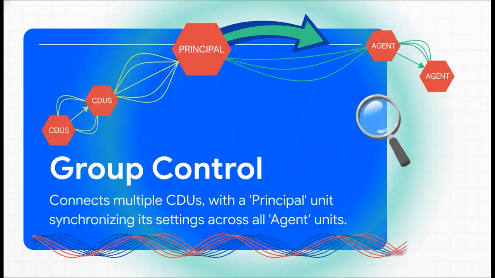Now, for these really big, large-scale deployments, you almost never have just one CDU. That's where group control comes in. It allows a whole fleet of CDUs to operate together in unison. One unit gets assigned the role of principal, it's the leader, while all the others become agents. And this setup gives you both redundancy and perfectly synchronized performance.